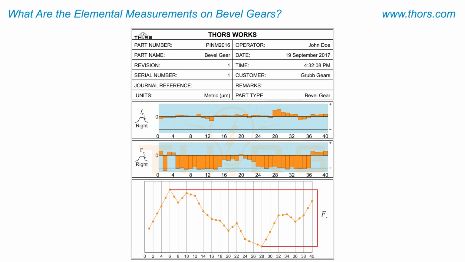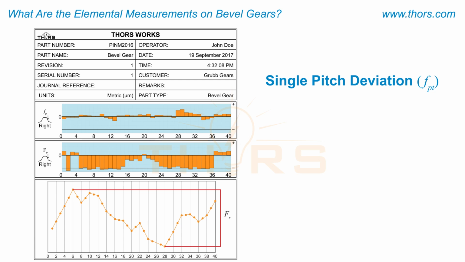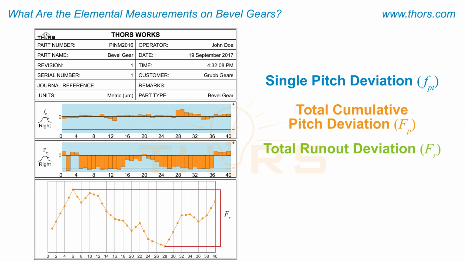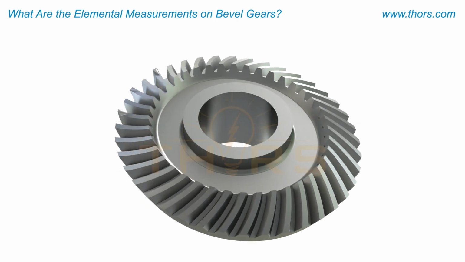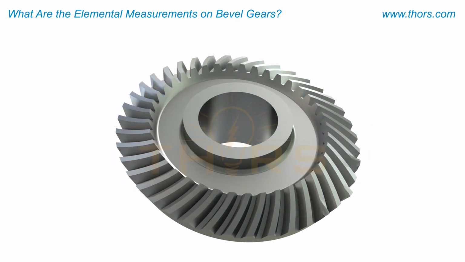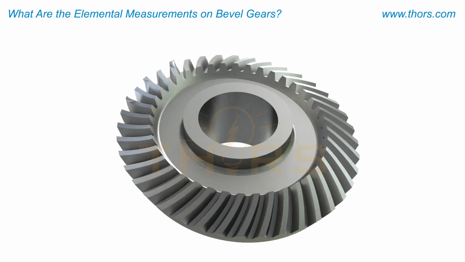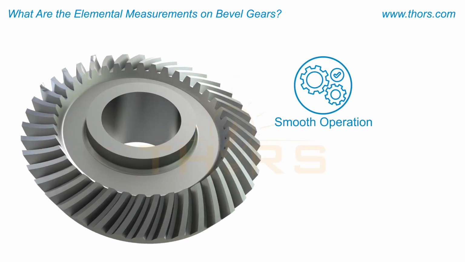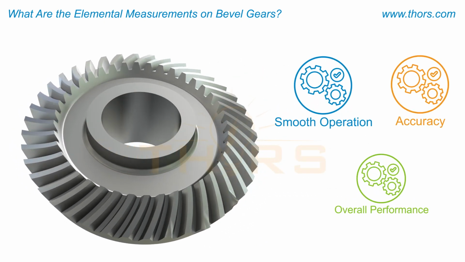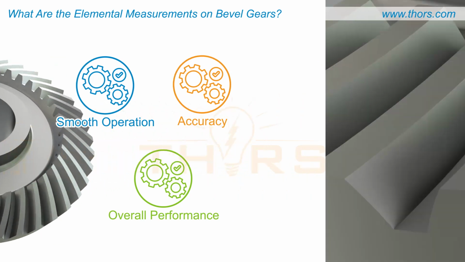The elemental measurements on bevel gears typically include single pitch deviation, total cumulative pitch deviation, total runout deviation, tooth form deviation, and tooth thickness deviation. These elemental measurements are performed on individual bevel gears and assess deviations from the gear's design standards, which can impact smooth operation, accuracy, and overall performance.